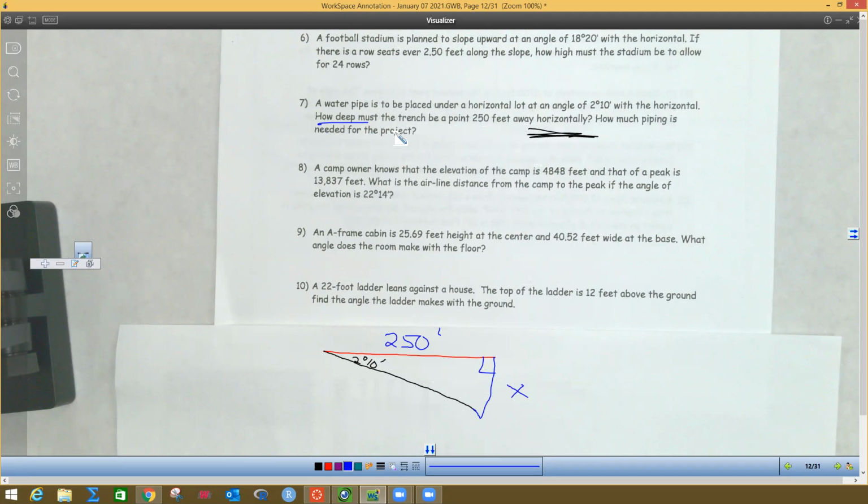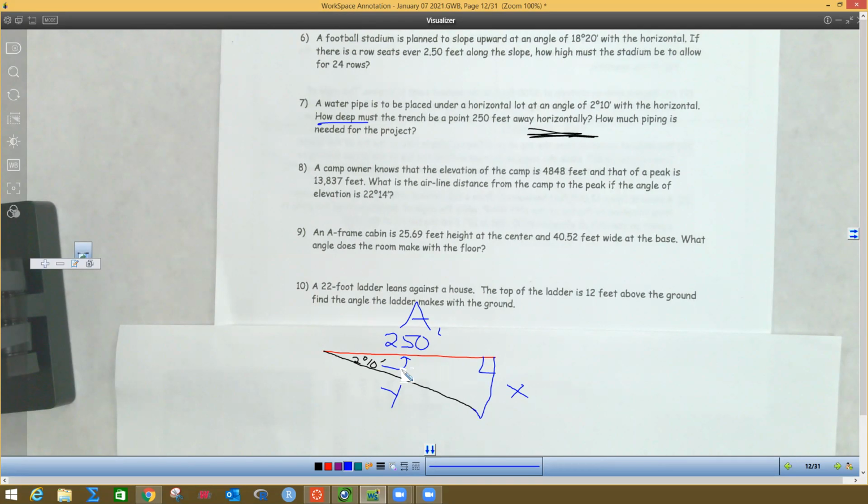Okay, how much piping is needed for the project? So this is asking 2 questions. It wants to know what's X, and then it wants to know what's Y, because Y, the black line, is the pipe. So I've got to do this twice. From this angle, what's this called? Adjacent. So I've got to use an A in every problem because that's given.